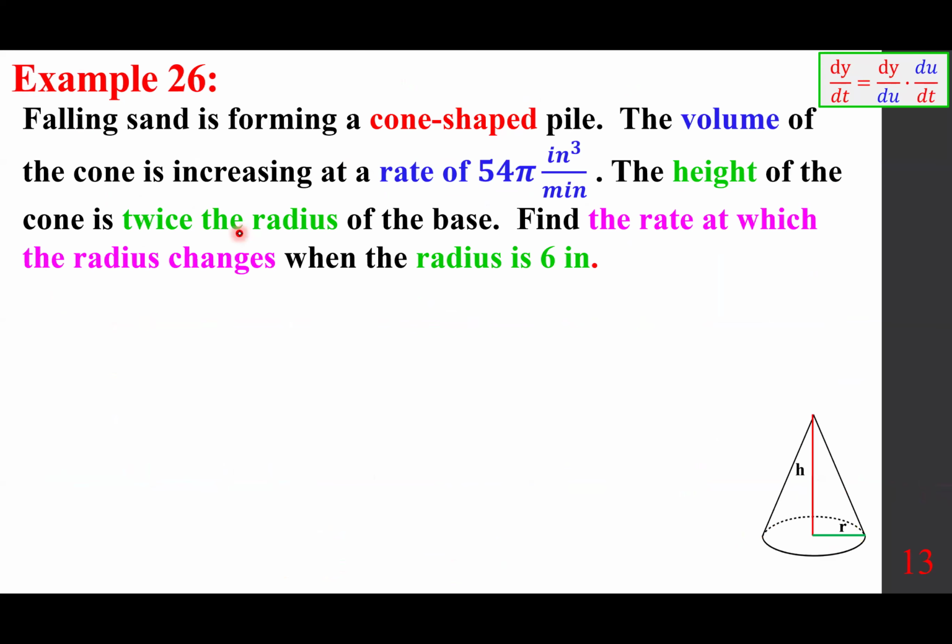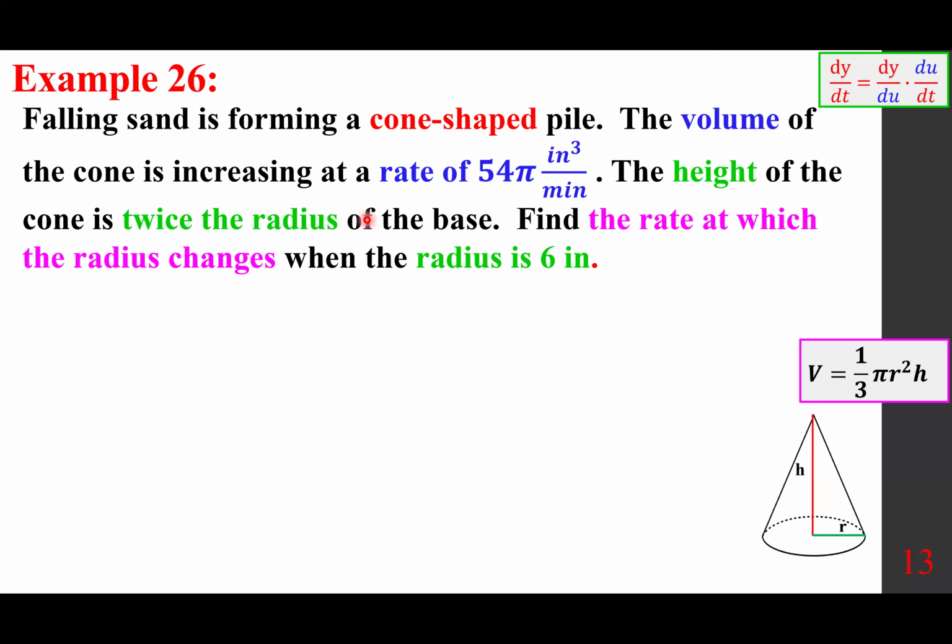Again, I need the drawing. I want the reader to understand. Here's the cone shape. Here's the radius of the base. Here's the height of the cone. And since we are dealing with the volume, I should know the volume is 1/3 pi r squared h. That's a piece of information we should have. So now the volume is 1/3 pi r squared h. The volume of the cone is increasing at this rate. This means dV/dt is this. dV/dt is 54 pi cubic inches per minute.